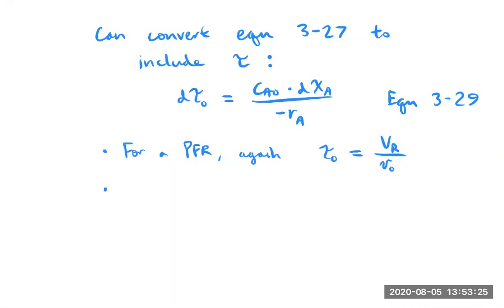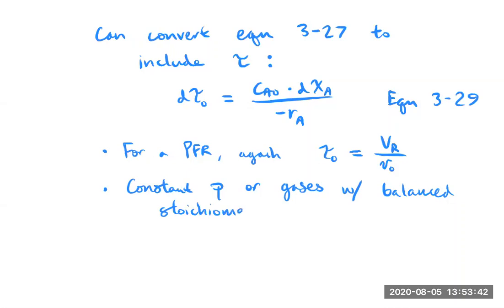We can also say that if you have constant density or gases with balanced stoichiometry, this is just our whole incompressible fluids bit, although it's important for us to point out that gases with balanced stoichiometry can be treated just like they were incompressible. Then you just have one tau the whole time, and that's just this expression here.